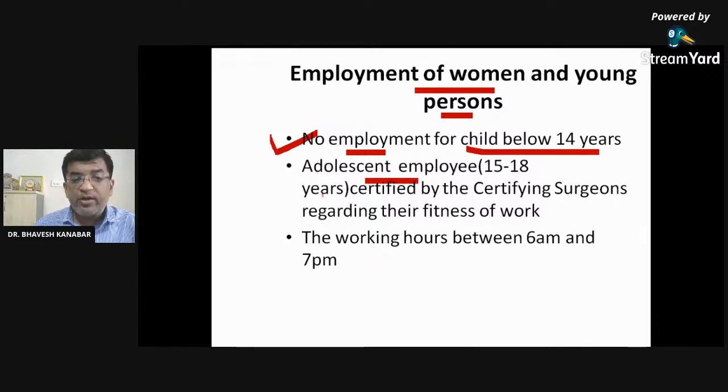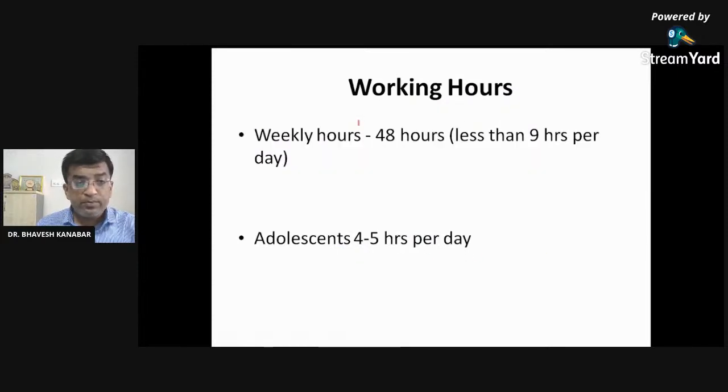Adolescent employees, 15 to 18 years, should be certified by a certifying surgeon regarding their fitness for the work. So who are adolescents, right? 15 to 18 years. They should be given work only after having proper certification from the surgeon regarding fitness. And their working hours should be between 6 a.m. to 7 p.m. After 7 p.m., they should not be employed.